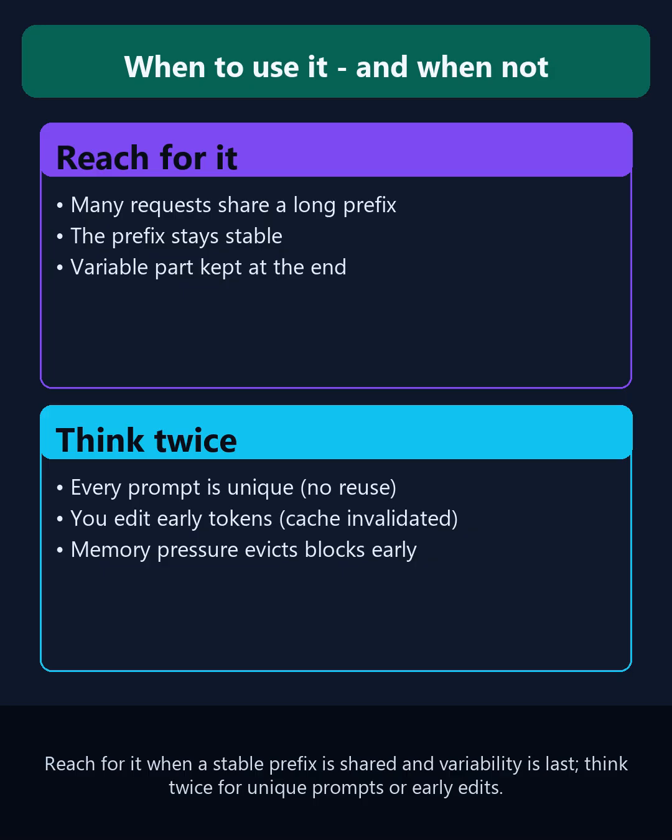So, when should you reach for it, and when not? Reach for it when many requests share a long prefix, when that prefix stays stable, and when you keep the variable part at the end. Think twice when every prompt is unique, so nothing is ever reused, or when you change something early in the prompt, which invalidates the whole cache downstream. Under heavy memory pressure, cached blocks can also be evicted before they are reused.